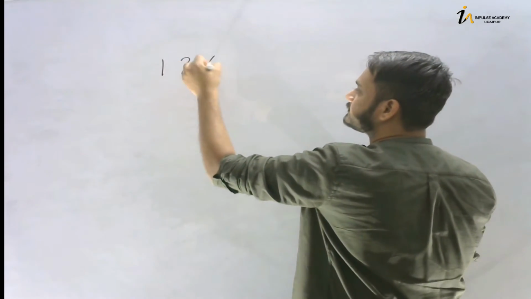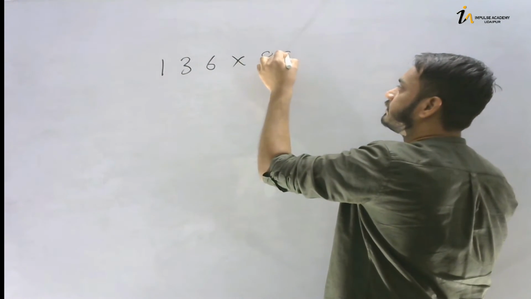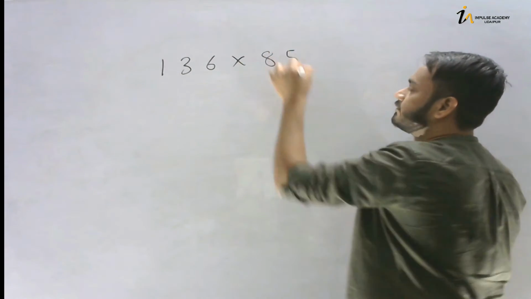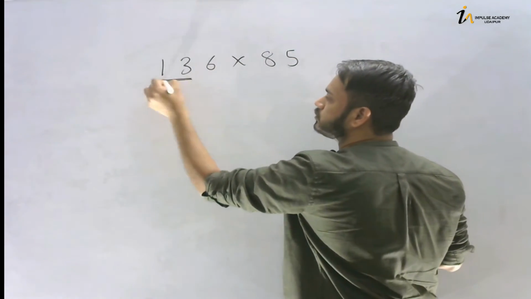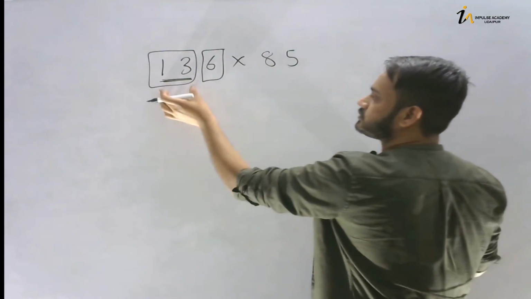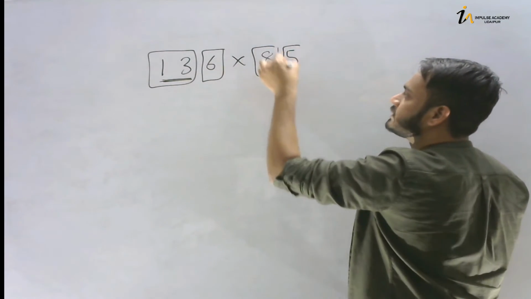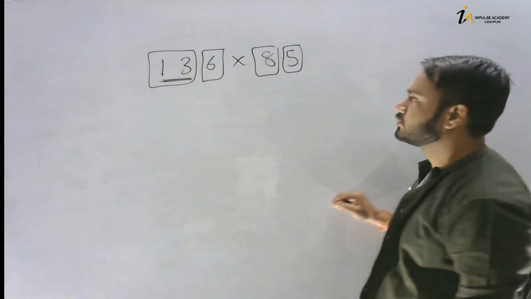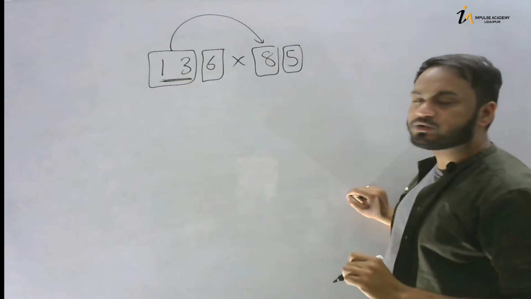Now let us take a 3-digit number multiplied with a 2-digit number. Let's take a bigger number, 136 multiplied by 85. What we need to do is take these two digits together as a block, and this 6 separately. So 13 will be one unit and 6 another. Here 8 is individual and 5 is another individual. So now 13 into 8.